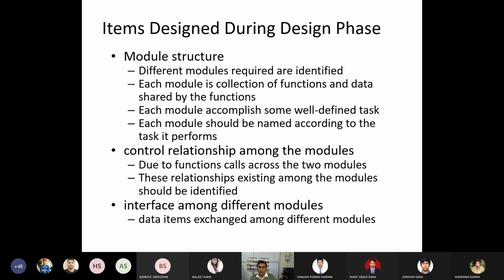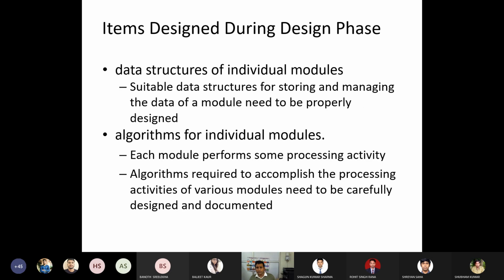So that is what we call the interface, right? You need to identify the interfaces among these modules also. Those things will be carried out as part of design. So, the data structures of individual modules: what sort of suitable data structures are really required? How can you manage the data of a particular module? Those things will be designed as part of the design phase, right?